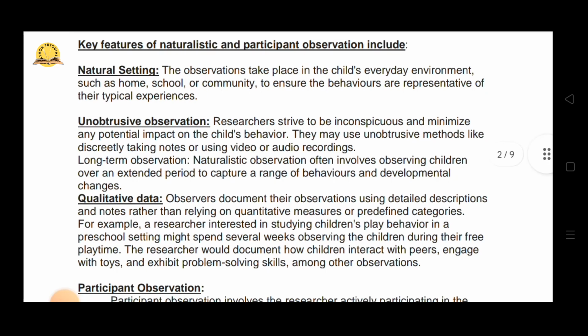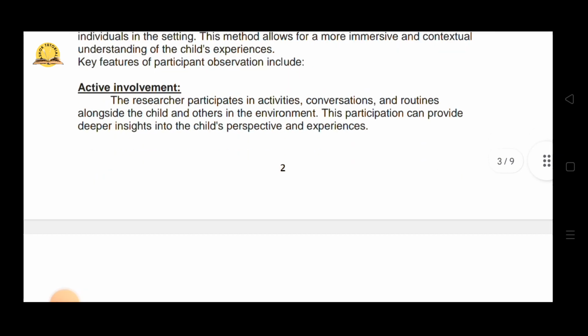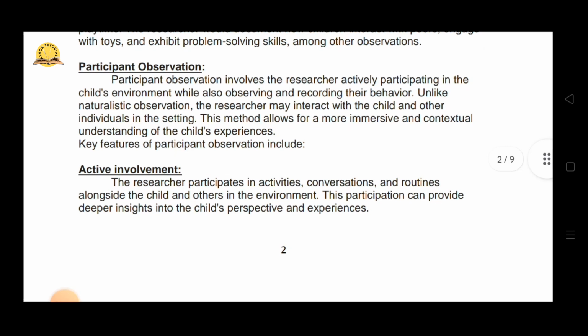Now let's see the next one. All right, so participant observation in particular now. Participant observation involves the researchers actively participating in the child's environment while also observing and recording their behavior. Unlike naturalistic observation, the researcher may interact with the child and other individuals in the setting. This method allows for more immersive and contextual understanding. All right, see, there is a difference between naturalistic observation and participant observation.